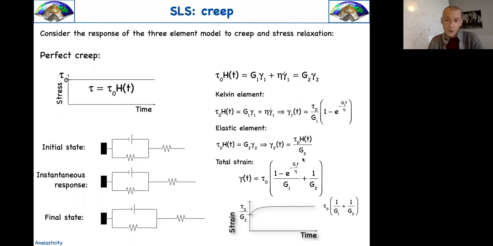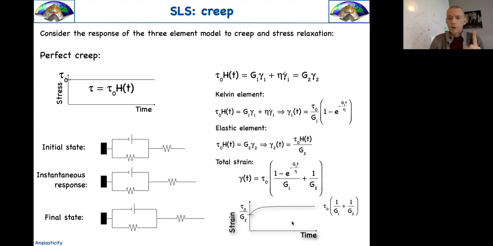How much? Well, it depends on G2. That's fine. Then the other element will enter into the game. How fast? Well, it depends on eta. And sooner or later, if we leave a stress there, also the elastic part from G1 will enter.